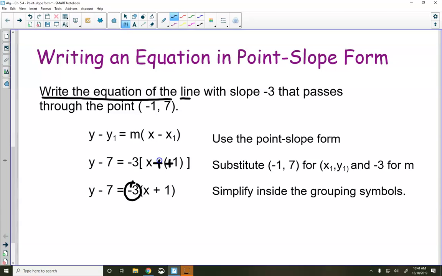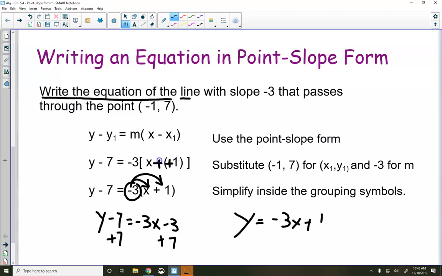So we're going to distribute the -3 to each of these terms. And y minus 7 equals -3x minus 3. And then we can add 7 to each side. And y equals -3x plus 4. That is the equation of this line. Point-slope is beneficial. You use it when you have a coordinate point and the slope. You can quickly take that point and slope and simplify into slope-intercept form if need be.